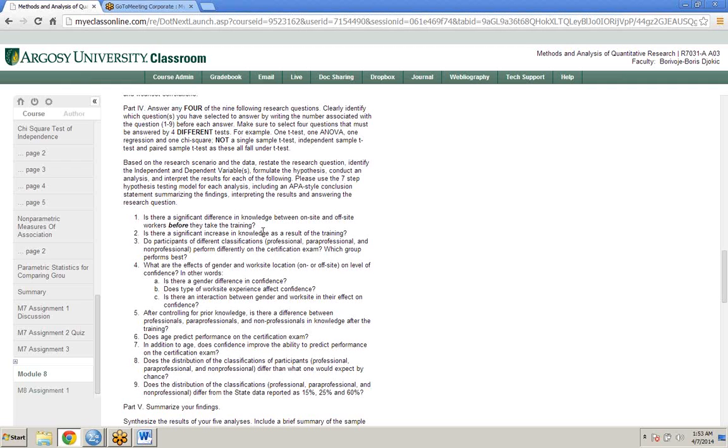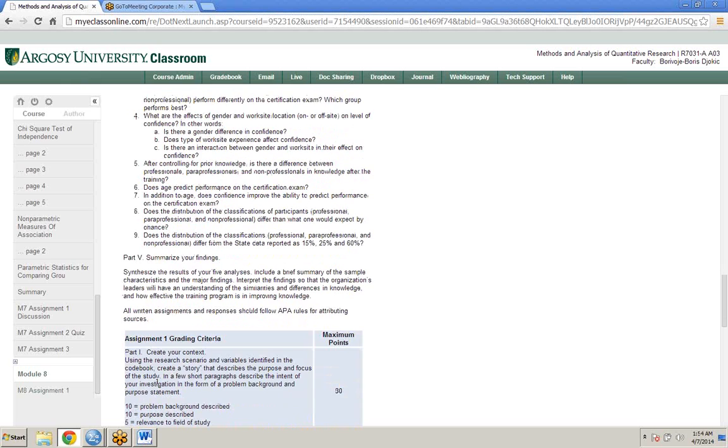Does the distribution of classification of participants, professional, paraprofessional, non-professional, differ from what one would expect by chance? It is non-parametric because we have 3 descriptive groups, nominal groups. Does the distribution of classification differ from the state data reported, 15, 25, and 60%? And you can use that as the first assignment. We had a t-test to answer that one. But keep in mind, answer 3 questions out of 9.